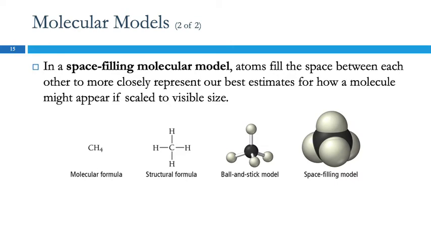A space-filling model shows us more like what a molecule would actually look like if we could see it. So this is the space-filling model. Because molecules are not atoms with skinny bonds in between. This is easier to make, it's easier to look at, especially as a two-dimensional picture. But this is more like what that molecule would actually look like. So space-filling model, ball and stick model. This is the structural formula showing that the hydrogens are connected to the carbon by single bonds. And this is all the molecular formula of CH4.